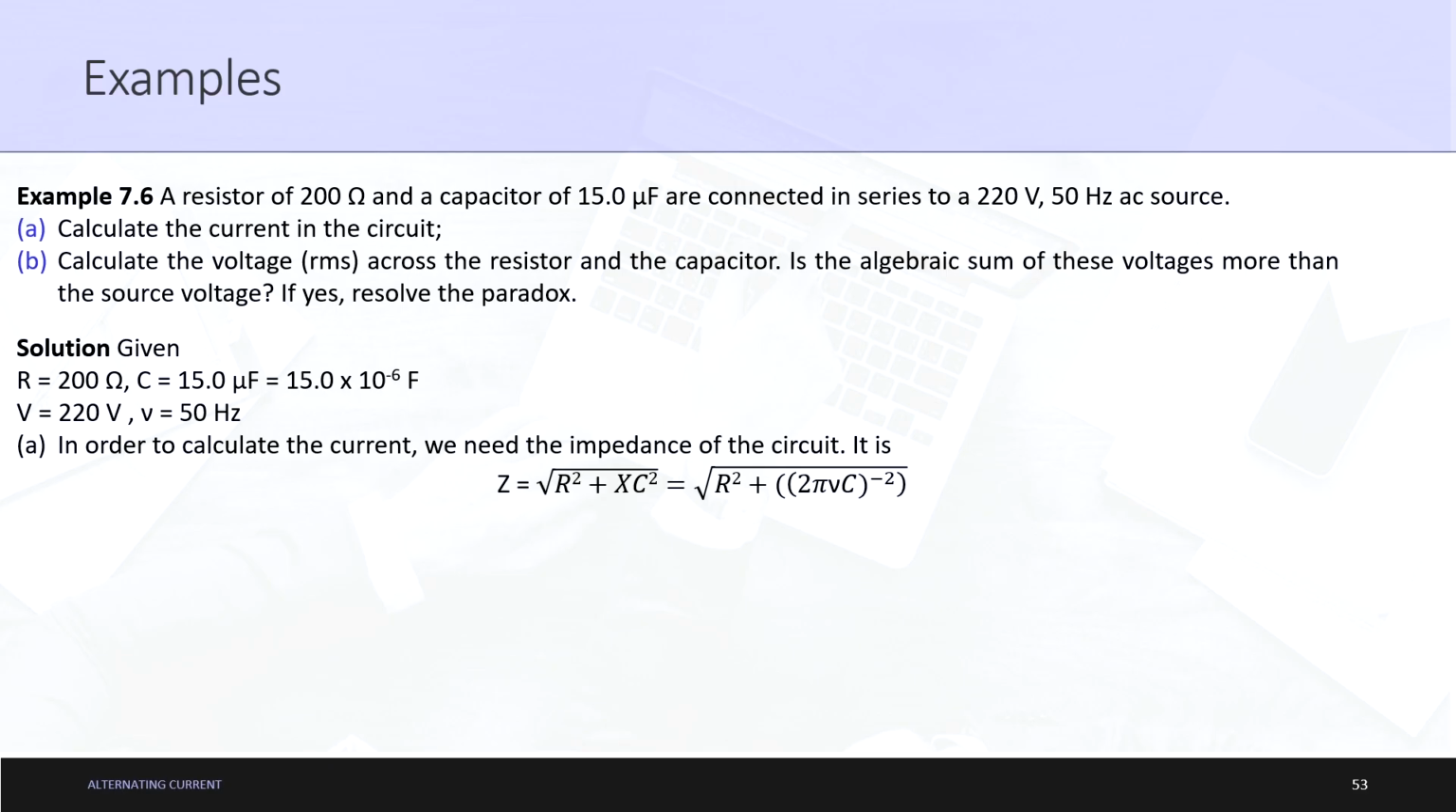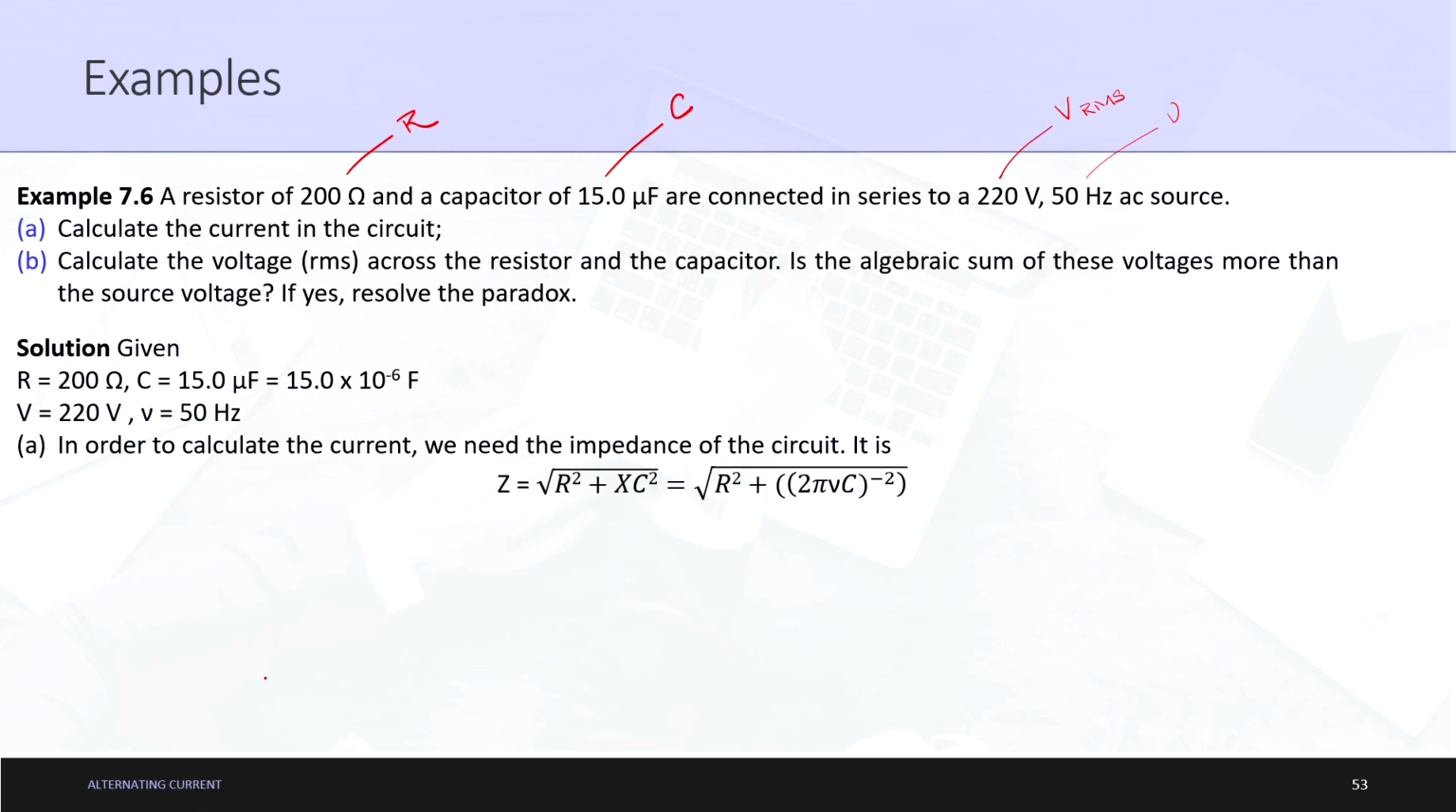So, the question says that a resistor of 200 ohms, so basically the R value is given to you in the question, and a capacitor of 15 microfarad, so basically the value of C is given to you in the question, are connected in series to a 220 volt. The value of V RMS is given to you in the question, and 50 hertz basically says that the value of nu is given to you in the question, AC source. Calculate the current in the circuit, right.